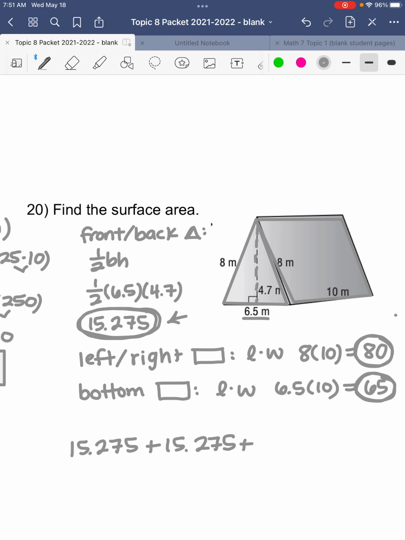I'm going to double 80. And I'm not going to double 65. So now I'm just going to add all 5 of these sides together to figure out what my surface area is. And if you put this into your calculator, you get 255.55, and then your unit is square meters.